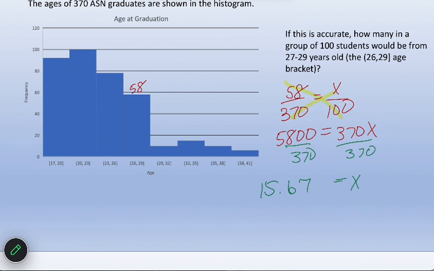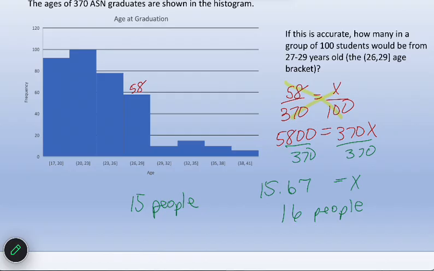If they say round down to the nearest whole number, that would be 15 people we would expect to be in that age bracket. If they say round up to the nearest whole, that would be 16 people. So please read the instructions. I can't tell you what it's going to say. It might be different depending upon the circumstance.